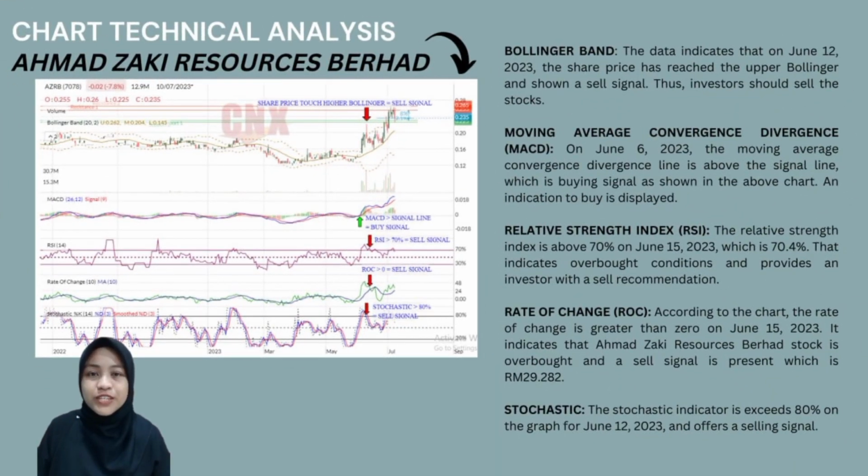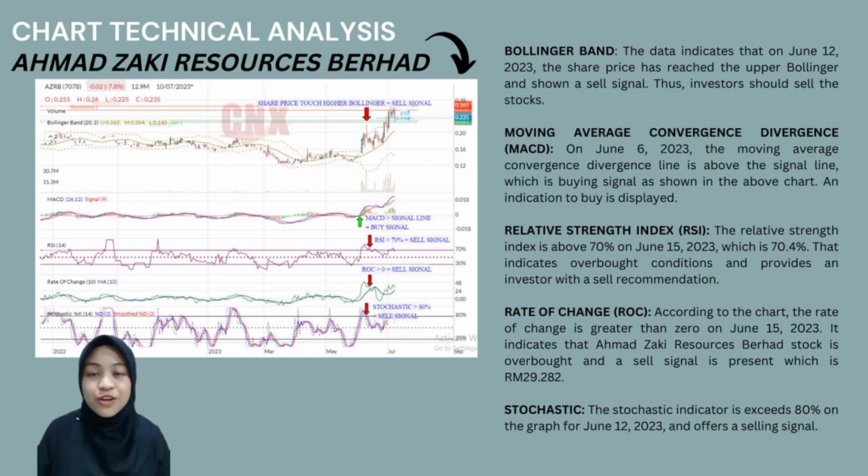Okay, now we move to the chart technical analysis for company Ahmad Zaki Resources Berhad. For the first indicator, which is Bollinger Band, the data indicates that on June 12, 2023, the share price has reached the upper Bollinger and shown a sell signal. Thus, investors should sell the stocks.